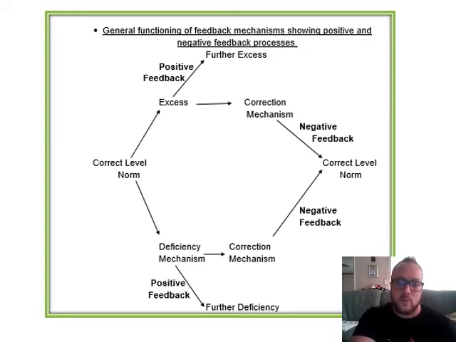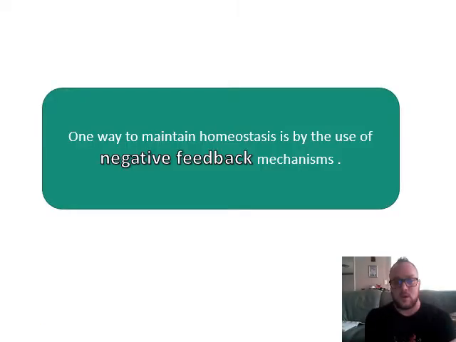So we have the correct normal level, and then at the bottom we have a deficiency mechanism. So we need to drop something for the body to do something, and then we need to drop it even further. But the initial deficiency caused the further deficiency of whatever's happening.